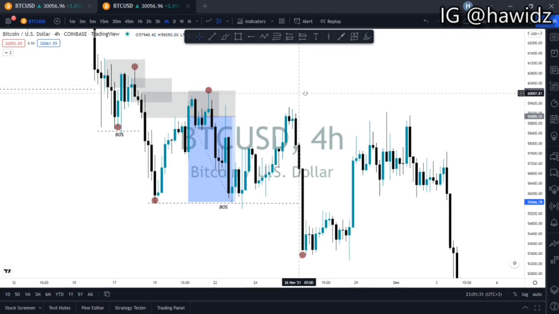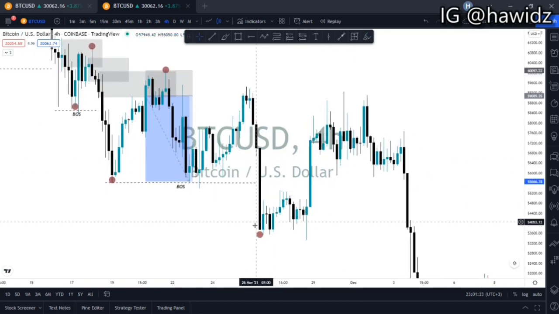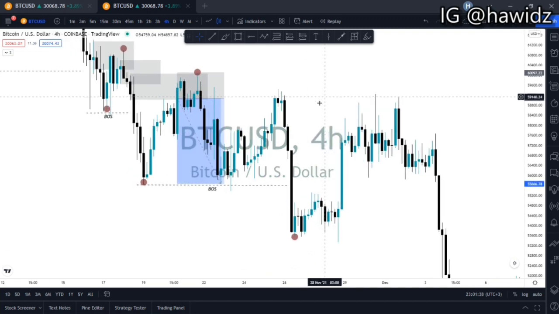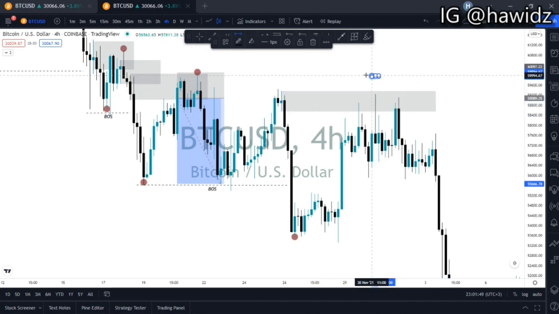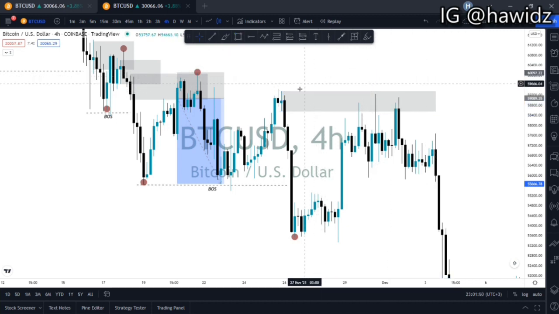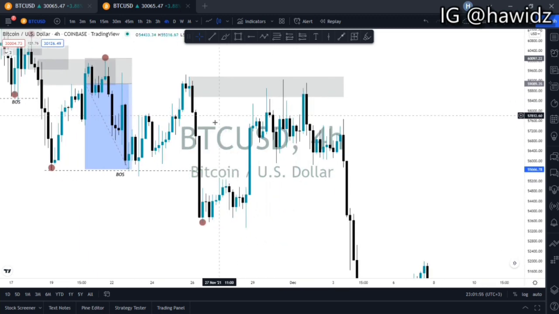So coming again, what you're supposed to do is look for that zone that was left behind, the order block or the supply zone. And where's our supply zone? In this case, we only have one, and that's it. Boom. So that's our little up move before the down move started. And look at what price does.